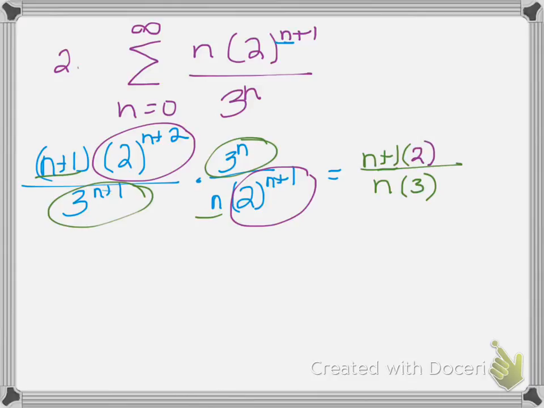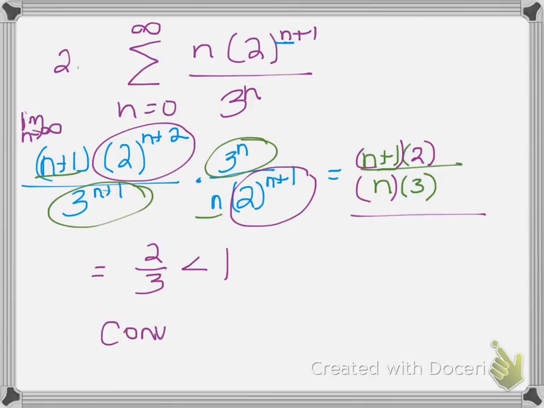Alright, we're trying to find the limit as n approaches infinity. And if you'll look at this, top and bottom have the same degree, except that they're multiplied by the 2 and the 3. So this limit is 2/3. Because we get 2/3, which is less than 1, then we can say the original problem converges by the ratio test.